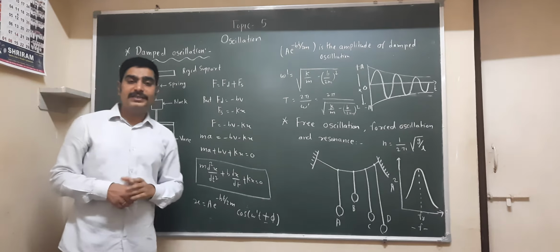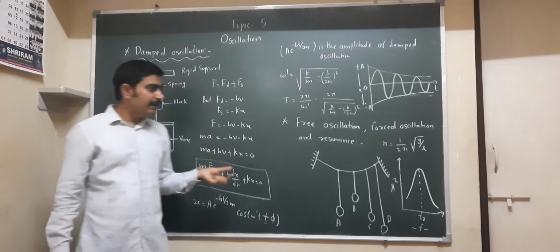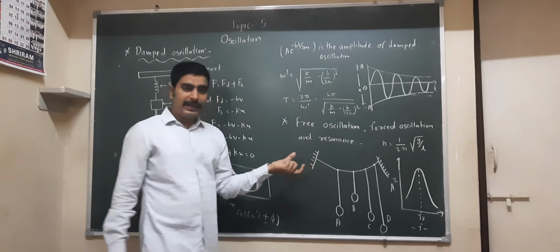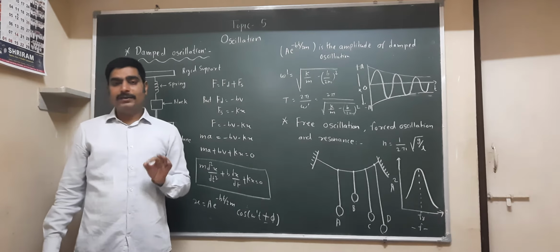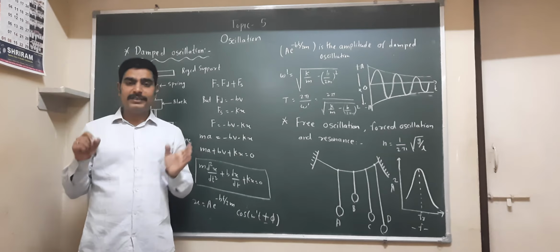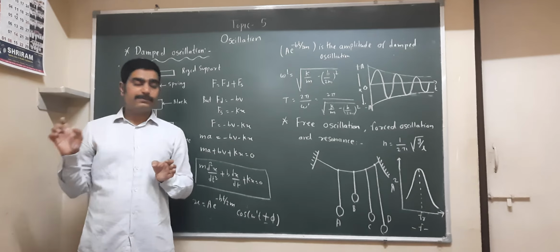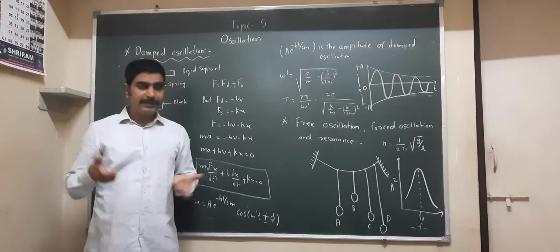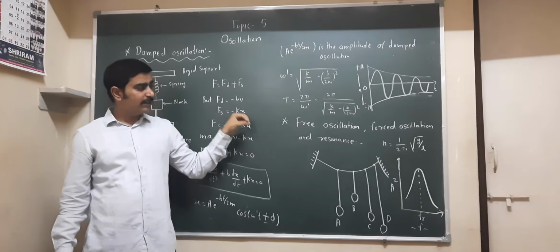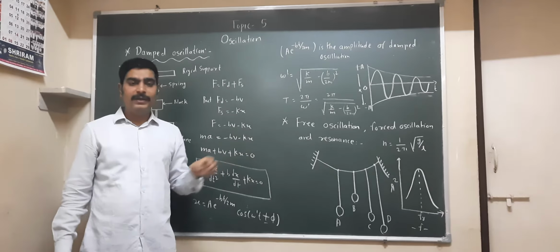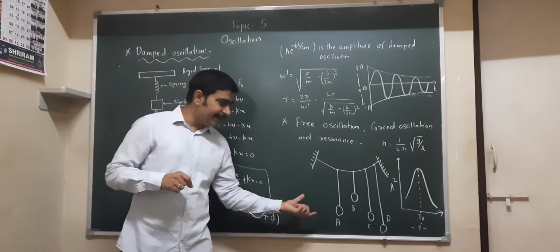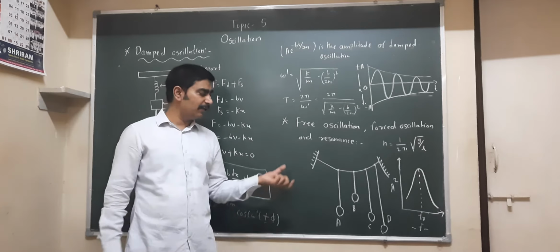Friends, after this, in this topic there is a point regarding free oscillation, forced oscillation and resonance, and this is a totally theoretical part. There is no equation part, I am just going to explain it. You can make the notes in your own words. Once you understand what free oscillation, forced oscillation and resonance are, then it will be very easy. In your textbook, based on this diagram, they have explained such kinds of terms.